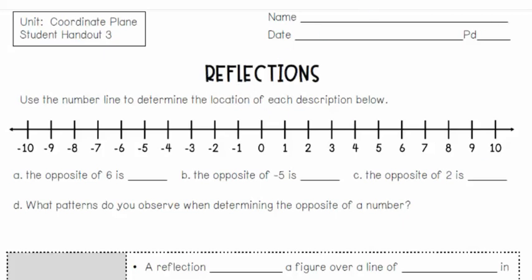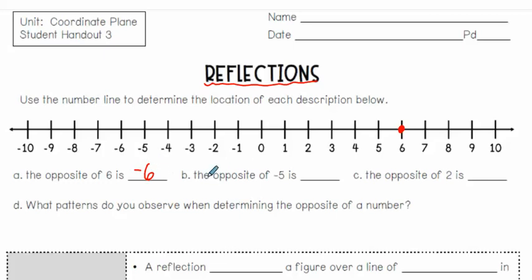All right, so we're going to talk about reflections. We've been talking about the coordinate plane, which is a horizontal number line and a vertical number line. So let's just talk about a couple things. If I wanted to know the opposite of 6, here is 6. So the opposite of 6 would just be -6. All right, go through and do these.